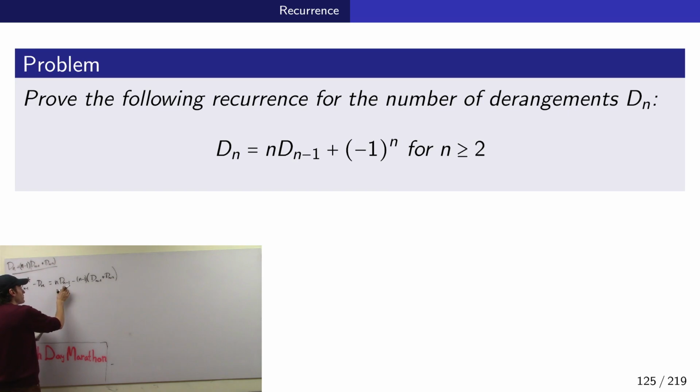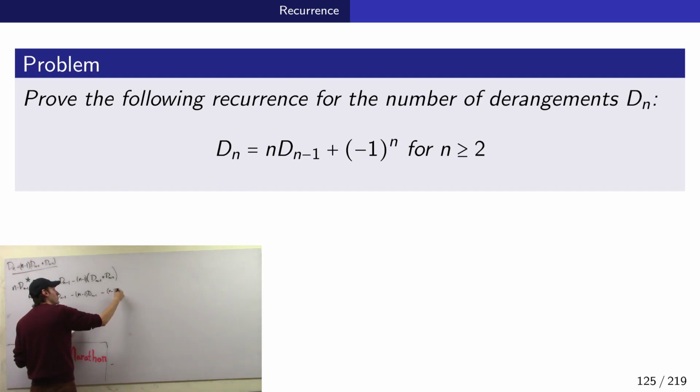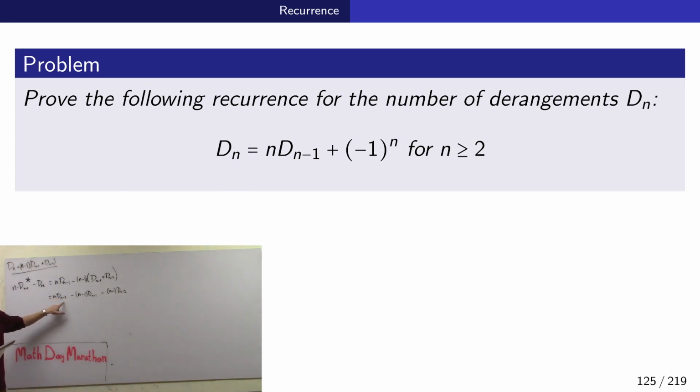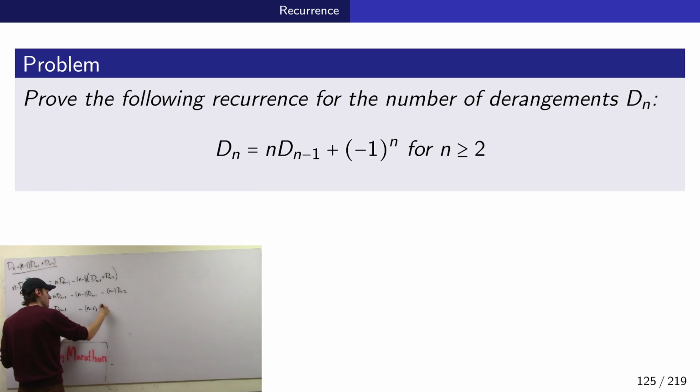I have some copies of d sub n minus 1 here, some copies there. I'm going to rewrite this. We have n d sub n minus 1 minus n minus 1 d sub n minus 1 minus n minus 1 d sub n minus 2. I have n copies of this thing here. I'm subtracting n minus 1 copies of it. And so you're left with this being equal to d sub n minus 1 minus n minus 1 times d sub n minus 2.